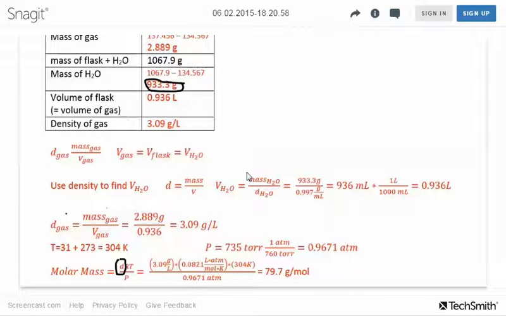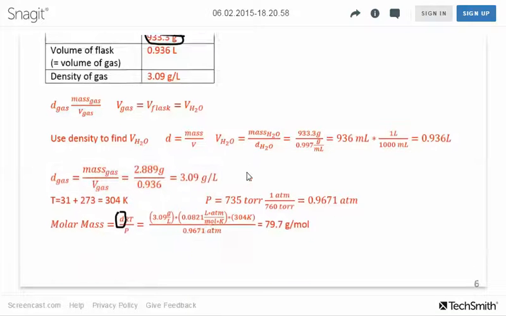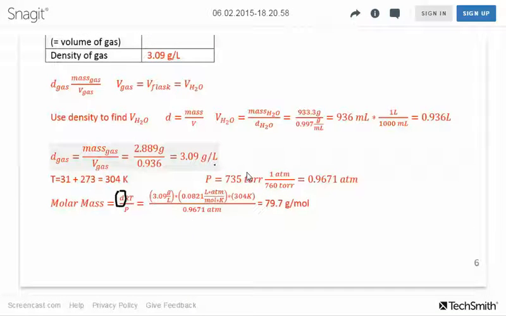Okay, so now how do I find the density? We already know the mass of the gas, so we want to find the density of the gas. I know the mass of the gas, I know the volume of the gas, so I just do mass over volume to give me the density, and then I'm good. So the density is 3.09 grams per liter.